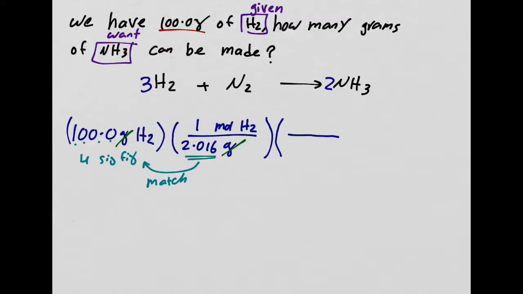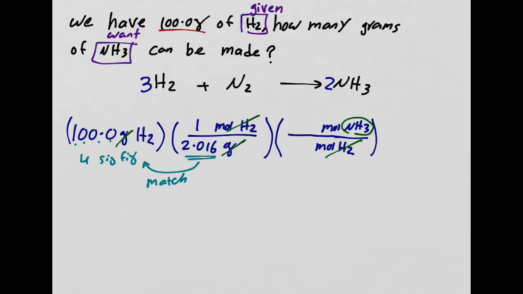So the grams cancel out, then I have moles, but I don't want moles of H2. What I want is moles of ammonia, but I have moles of H2. I have to do a mole ratio so the moles of H2 can cancel out and I can end up having ammonia.